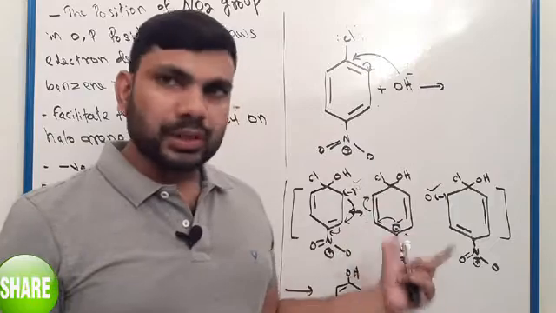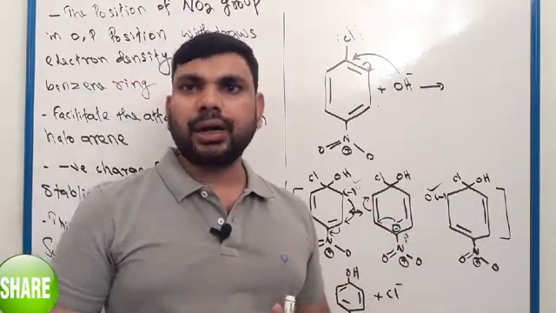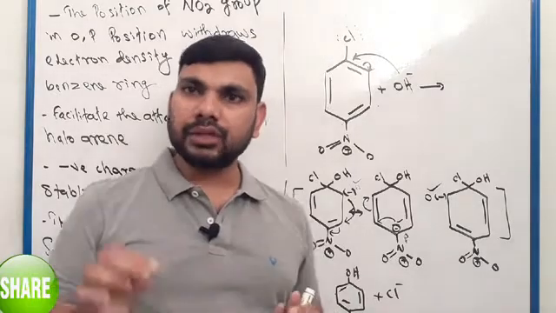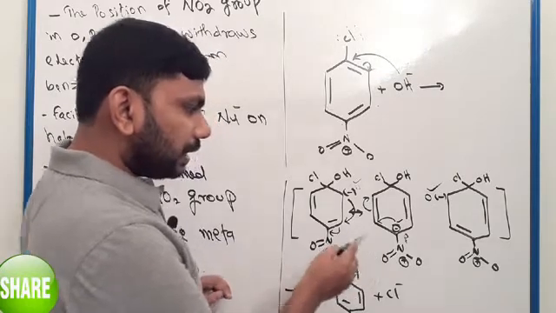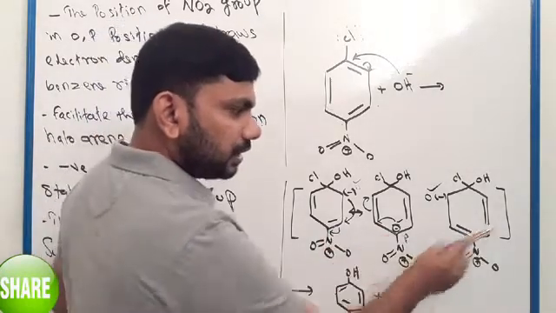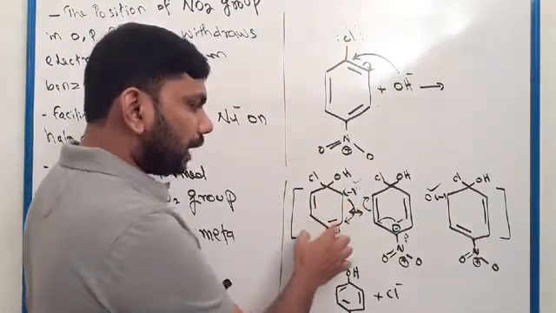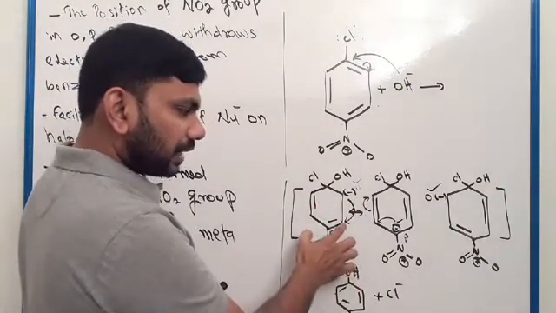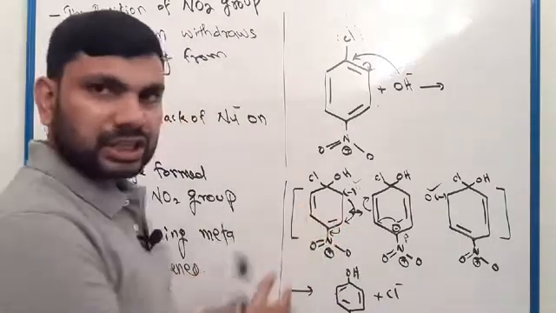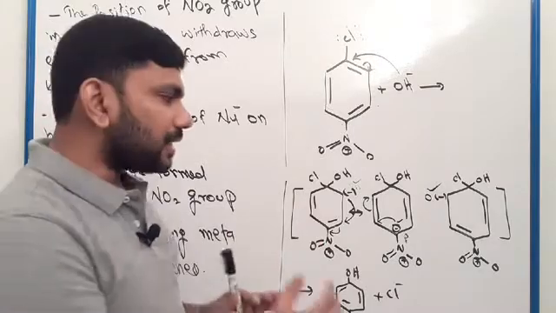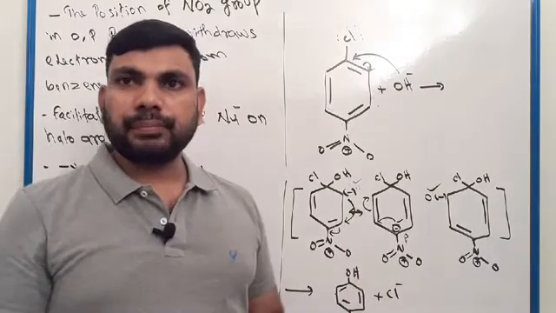This type of process does not happen in meta-substituted haloarene. If there is any electron withdrawing group in meta position, this is the meta position. See here, in meta position there is no negative charge. So negative charges are in ortho and para positions. If there is any electron withdrawing group in meta position, they cannot reduce this negative charge. That's why they do not get any stability compared to this structure.